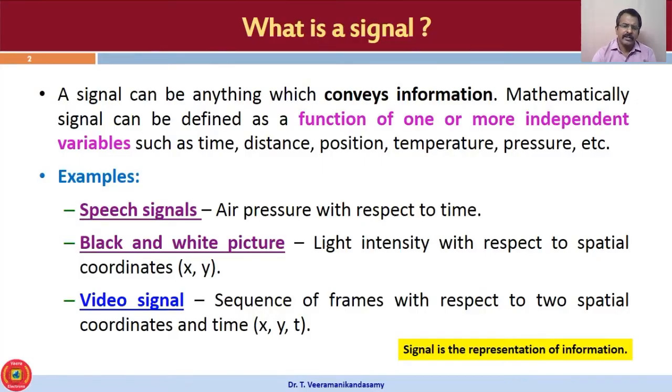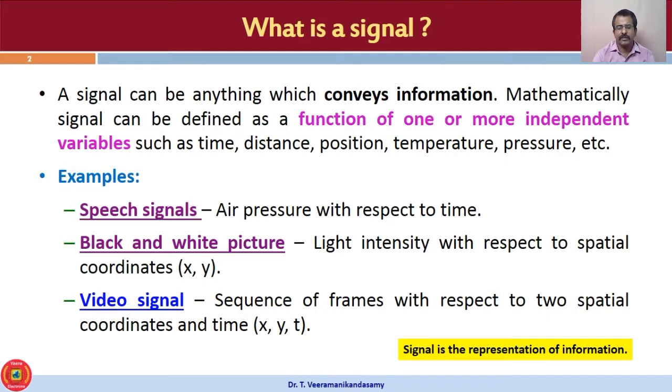Then the video signal. A sequence of frames means a sequence of images. When this sequence of images is played in proper time, we get the video signal. A frame or image has two spatial coordinates, and the sequence of frames is to be played with respect to time also, so a third variable is added to the two spatial coordinates x comma y. So the video signal has three independent variables: x comma y, that is the width and height of the pixel, and t, the time variable. If we play 200 frames per second, you get video, right?